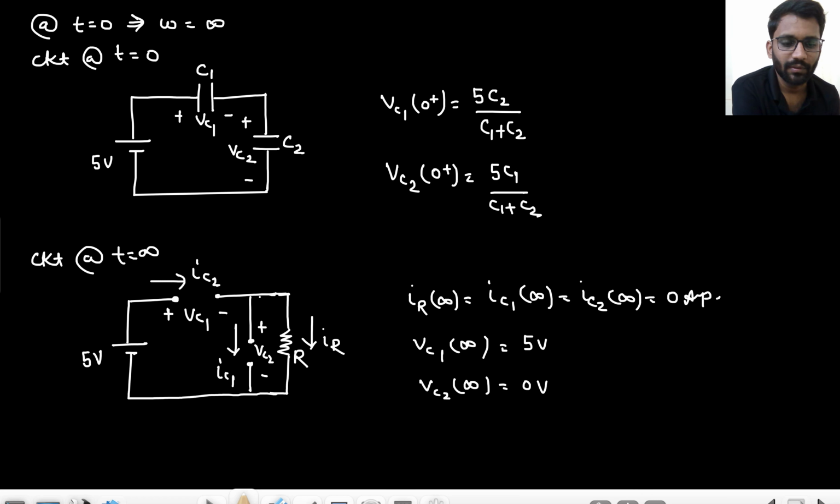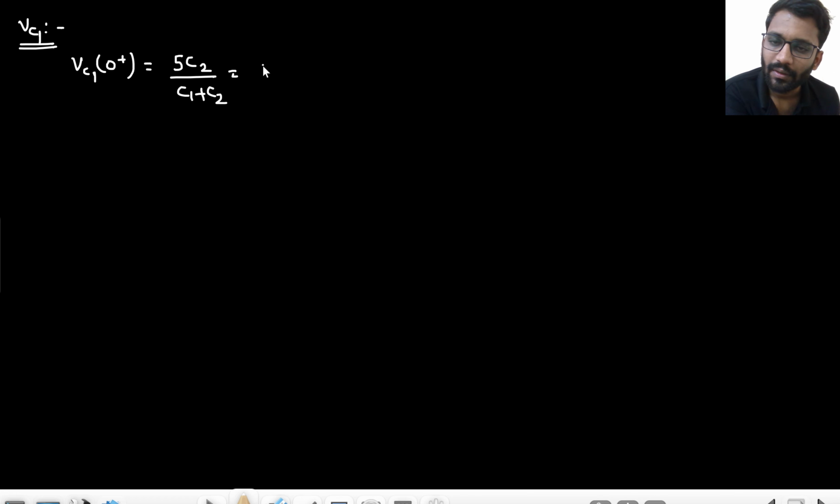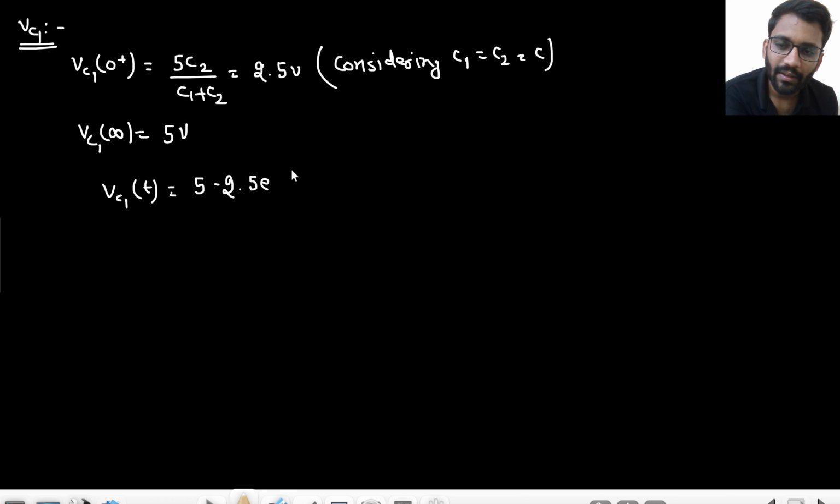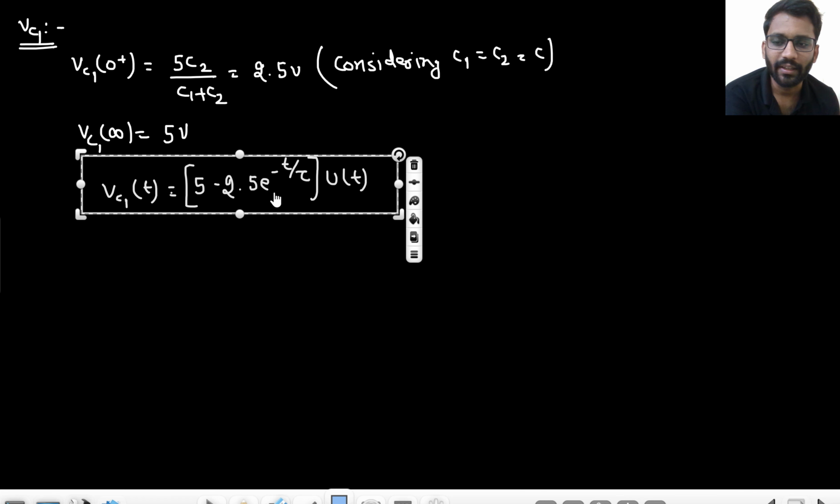So for VC1 at t equals to 0 plus is 5 into C2 upon C1 plus C2. 2.5 volt I can write, considering C1 equals to C2 equals to C, and VC1 infinity is 5 volt itself. So what will be your VC1(t)? That will be 5 minus 2.5 e to the power minus t upon 2RC, u(t). Okay, so that expression only I used. I just wrote down the equation directly.